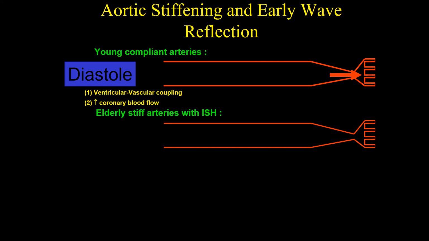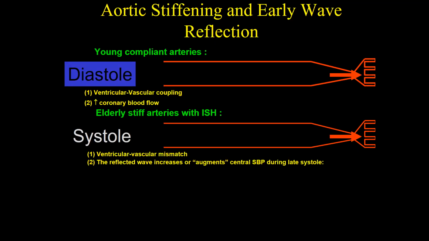So when you do that, your aorta can't buffer out those forward-going waves, and they hit the reflectance site sooner and come back not into diastole anymore, but in systole when the aortic valve is still open. So you get an extra rise in central blood pressure due to wave reflection. So now you've got ventricular vascular mismatch, and that reflected wave is augmenting central systolic pressure.